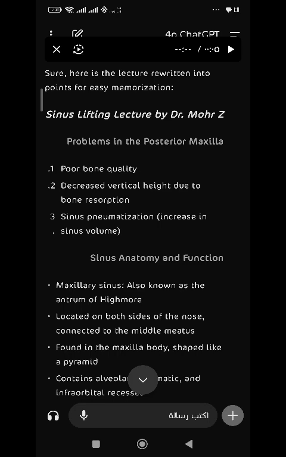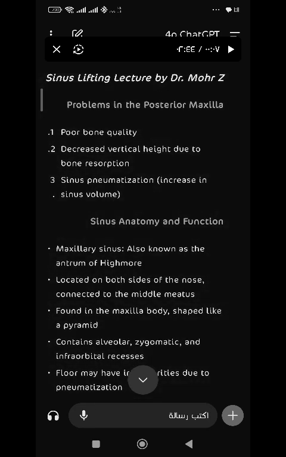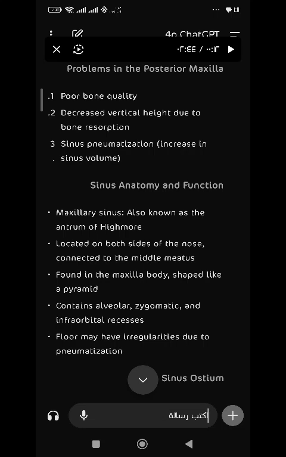Sinus Lifting Lecture by Dr. Moore Z. Problems in the posterior maxilla: 1. Poor bone quality. 2. Decreased vertical height due to bone resorption. 3. Sinus pneumatization, increase in sinus volume.